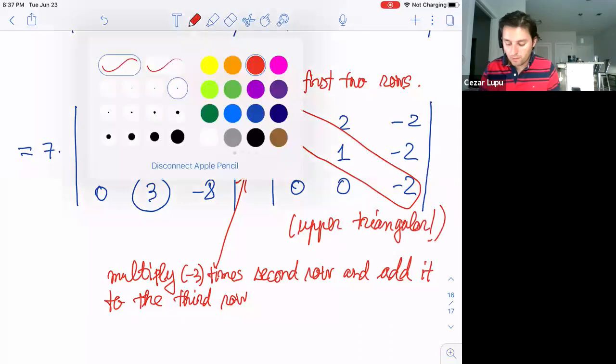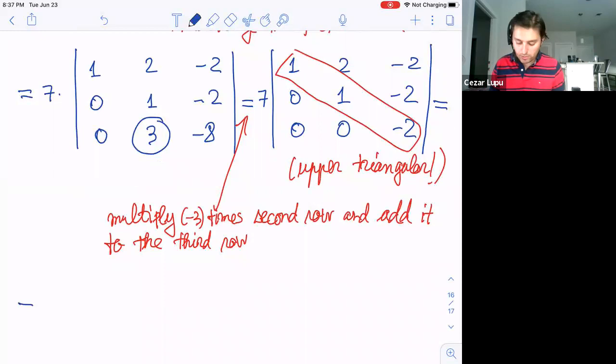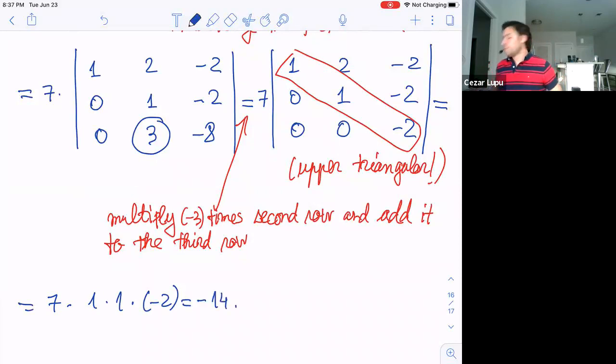Well, since we've talked about the determinant of an upper triangular matrix, this will be equal to 7 times 1 times 1 times -2, which will give us -14.